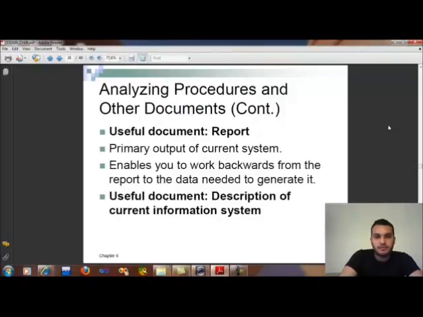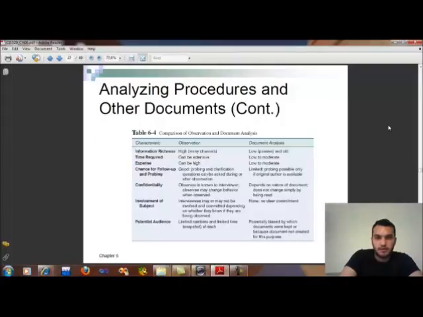And useful documents: the report, the primary output of the current system, enables you to work backwards from the report to the data needed to generate it. And another useful document is a description of the current information system, and a comparison of observation and document analysis. In this table we can see that.